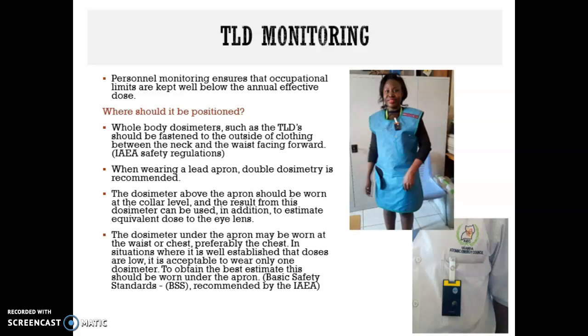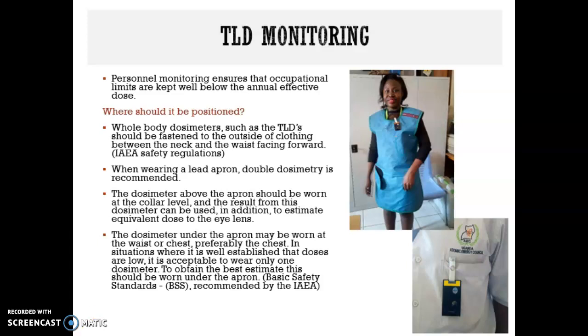So when wearing a lead apron, you can double up your dosimetry. That's provided that you have 2 dose meters. If you have 2, one goes underneath the apron and one goes on top at the collar or at the neck. The dosimeter above the apron, that's at the collar, will estimate the dose to the thyroid and the eyes, or the lens of the eyes.